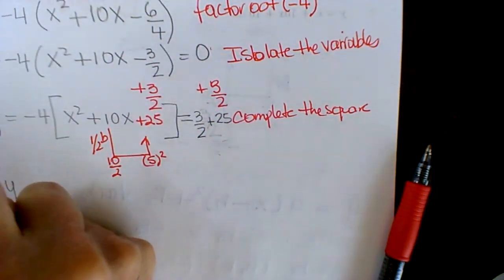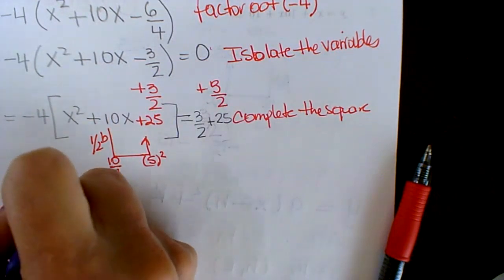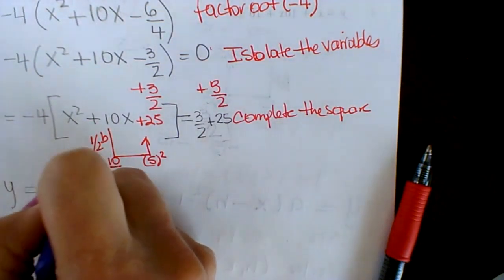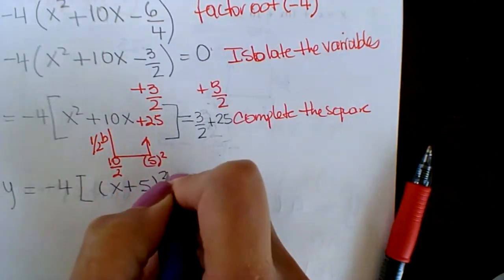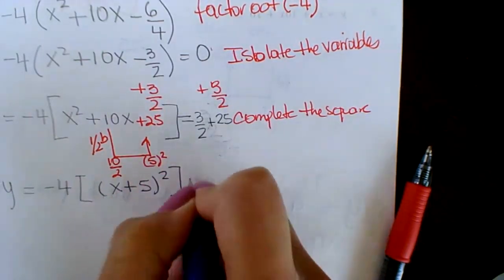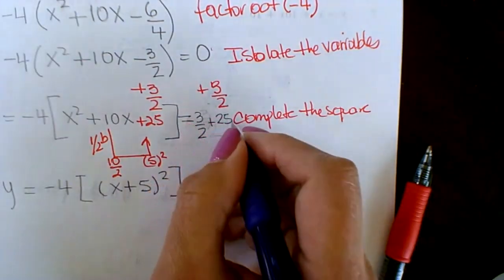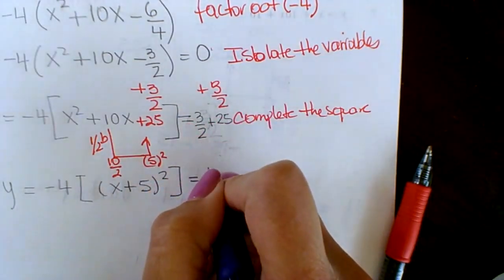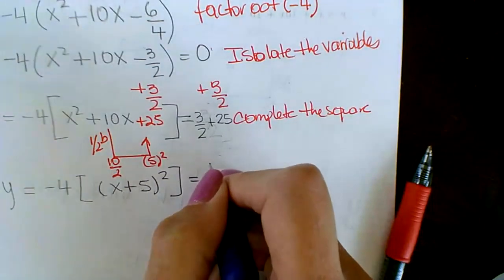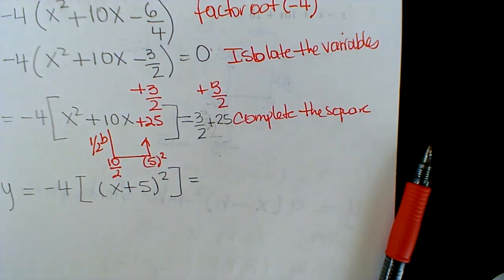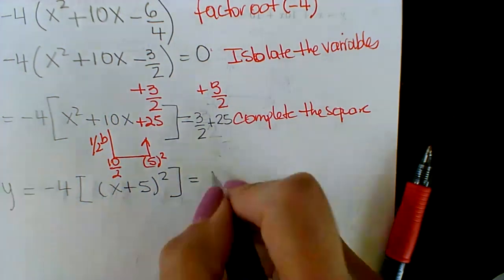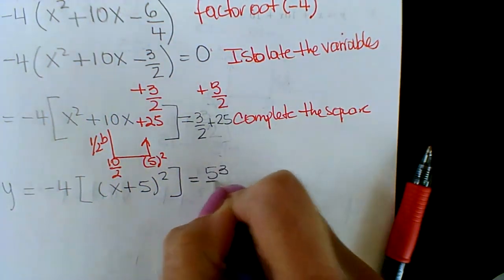So what we have here is I'm going to complete the square, and it's going to be x plus 5 squared. 3 halves plus 25. When you do that in the calculator, you get, let me double check that. 3 halves plus 25, 53 over 2.